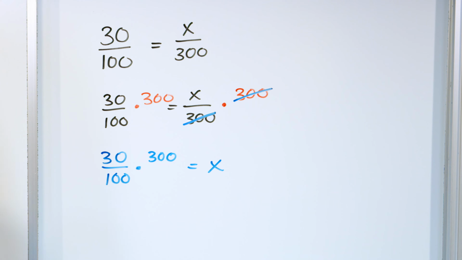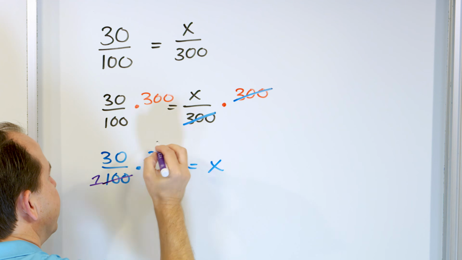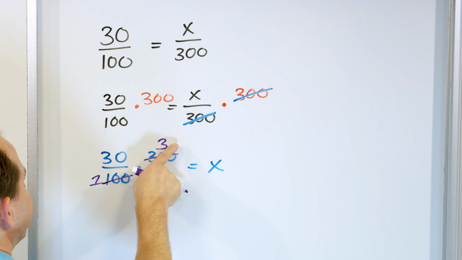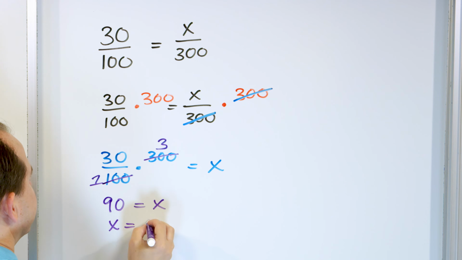Now you see what we have. On the top and bottom, we can divide by 100. 100 divided by 100 is 1. 300 divided by 100 is 3. We just cross simplify here. Now multiply. 3 times 30 is 90, and that's equal to x. So x is equal to 90.